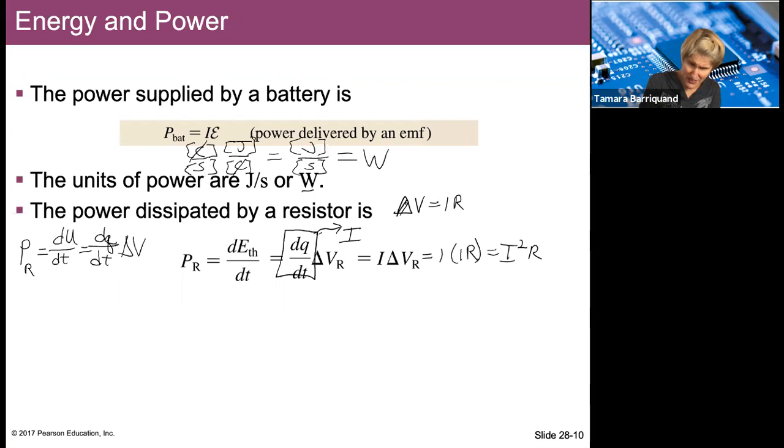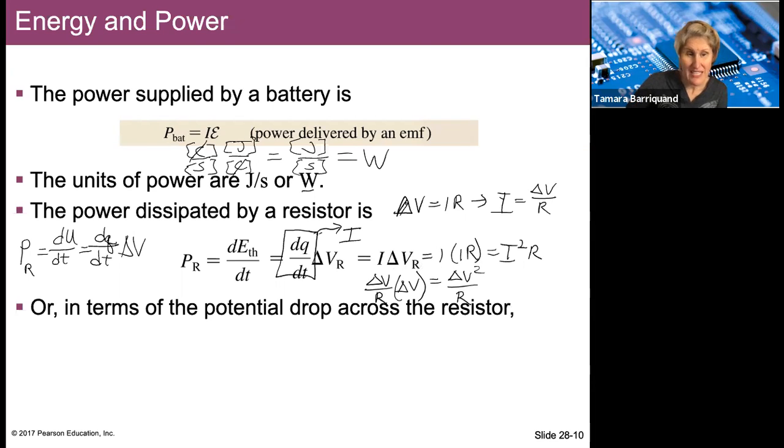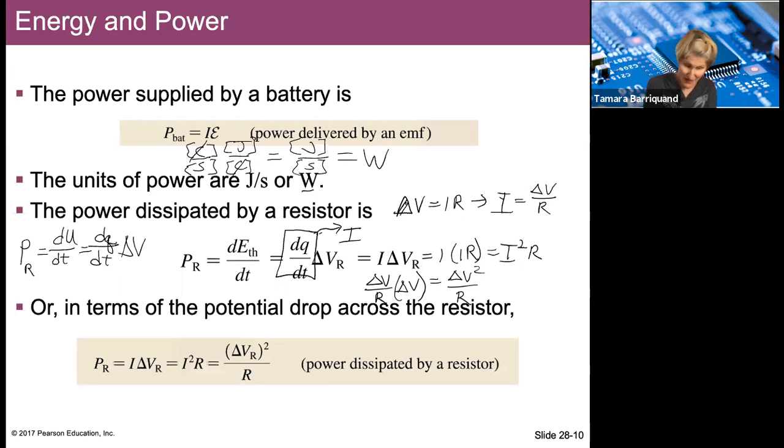Another thing that we can say is, if I look at the same Ohm's law, I can also rewrite this and say that I equals V over R. So I can write this equation as delta V over R times delta V, which is just equal to delta V squared over R. So in terms of the potential drop across the resistor, we can say, first of all, P equals IV, which also equals I squared R, and that also equals delta V squared over R.